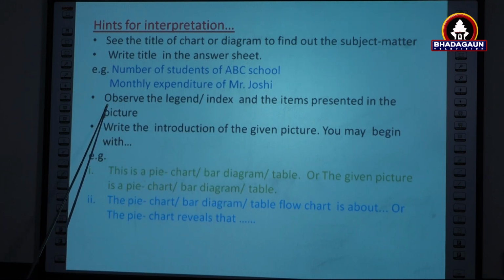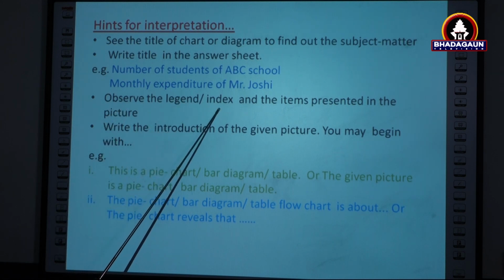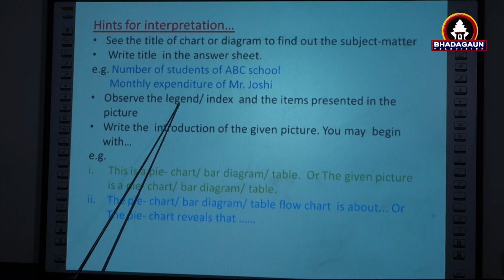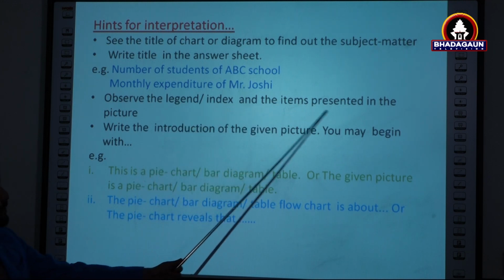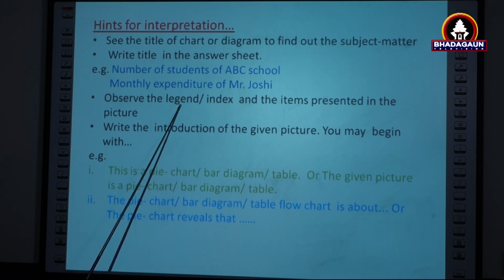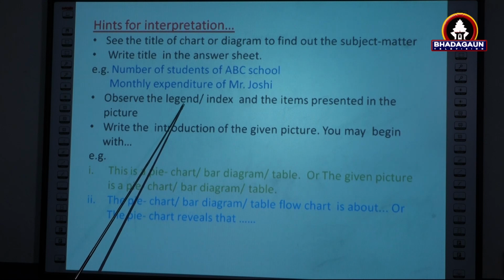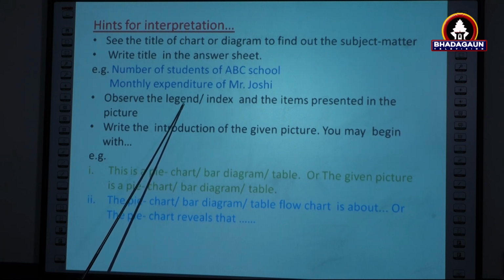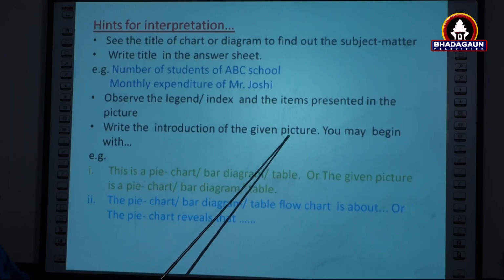After that, the second duty, once you have found out the title and written it into your answer sheet, is to observe the legend, or its index. The index is also given on the right side or the left side, along with the items presented in the picture. According to the index or legend, you have to identify the subject matter and the options. Write the introduction of the given picture. The first paragraph will be a very short paragraph having the introduction of that given picture.